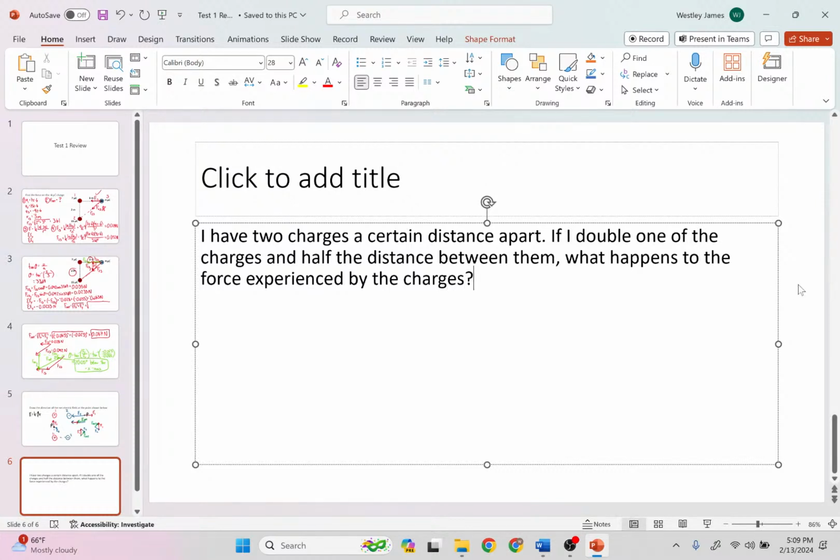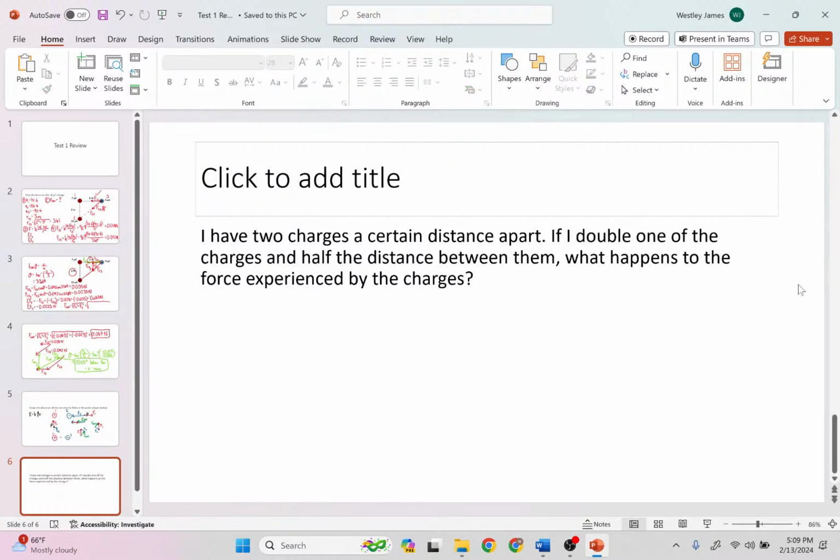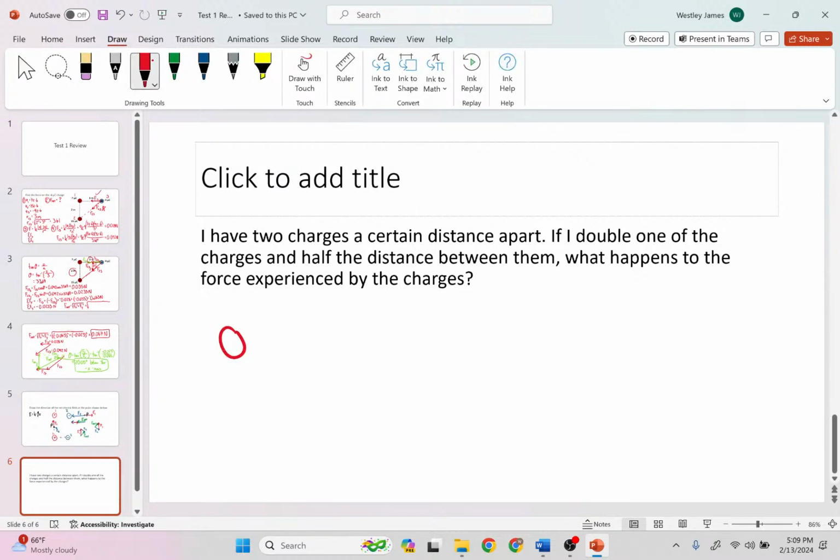I have two charges a certain distance apart. It doesn't matter whether they're positive or negative. Can make it two positive charges, can make it two negative. For this problem, it doesn't matter. Two charges a certain distance apart. If I double one of the charges and I half the distance, what happens to the force? So what this question is testing is, do you understand the equation that gives me the force due to two charges? Do you understand how it behaves?